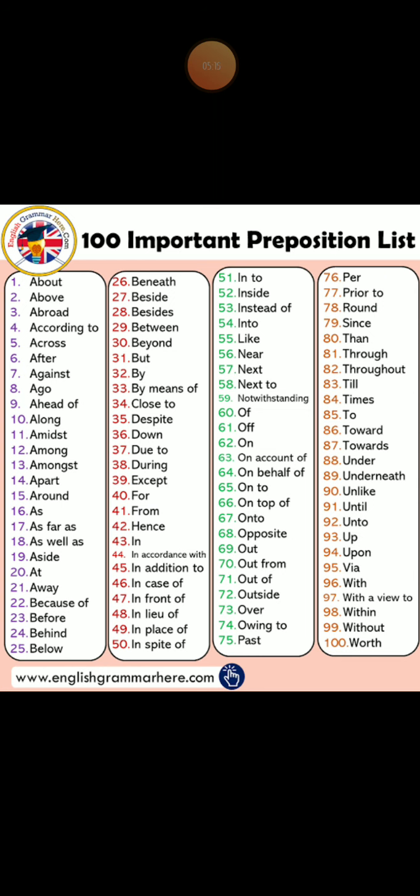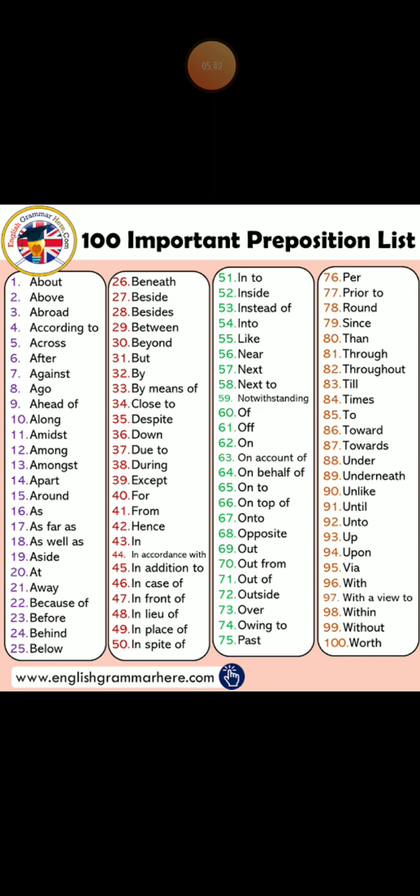Then the fifth one is phrase preposition. We know a phrase is a group of words which does not complete the sentence, or which does not give us a complete sense. So it is not a sentence, but it is a group of words which gives us partial information about something.